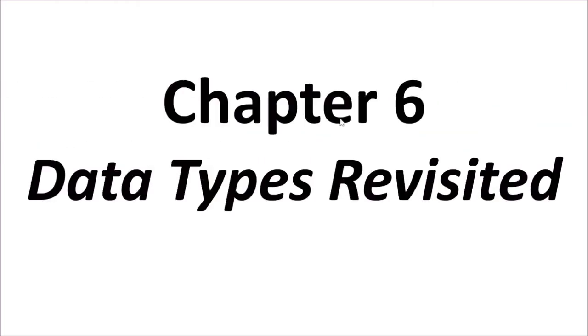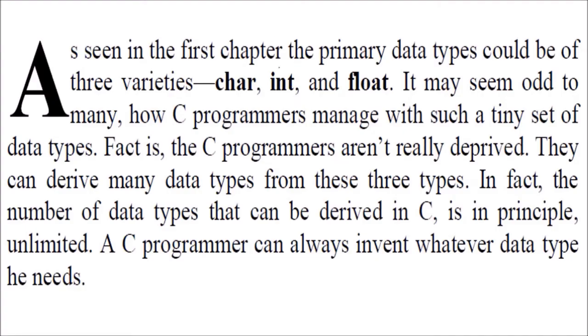This is chapter number 6, which is data types revisited. So we have seen about the primitive data types, char, int and float, but there are other options which are available regarding this char, int and float depending upon the requirement.